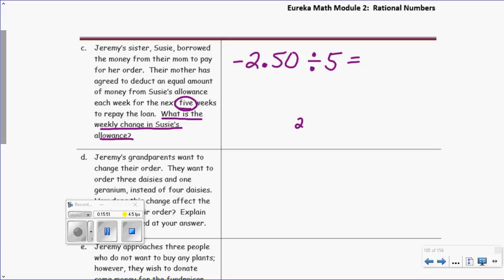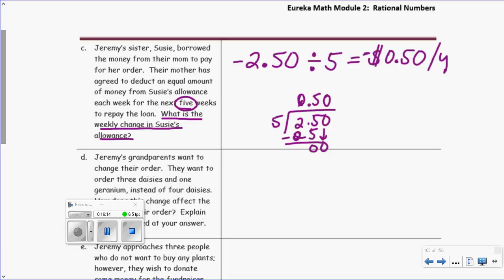Okay, pause the video, try doing 2.50 divided by 5. Okay, it looks like it's just 0.50. So does that make sense that her mom will deduct 50 cents each week? If she owes her mom 2.50, her mom will take out of her allowance 50 cents for the next 5 weeks. Okay, it's kind of like a loan.